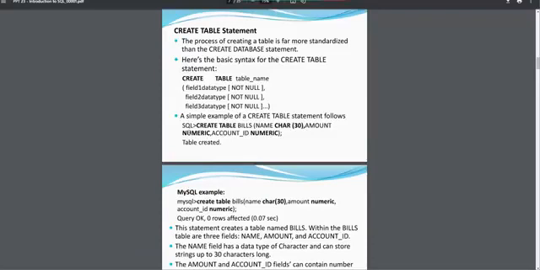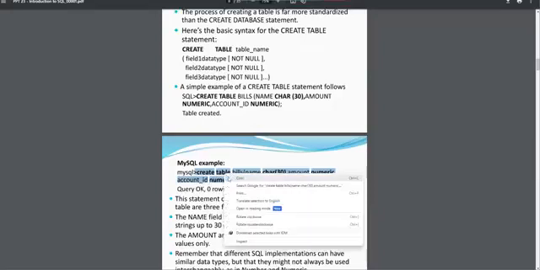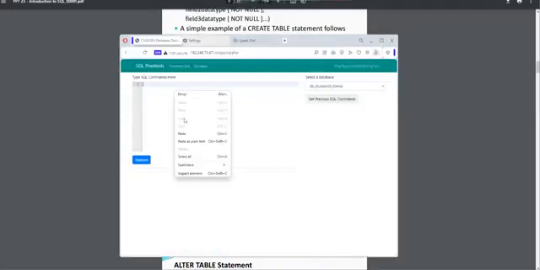So we are just going through theory, right? If needed, you can create tables, and this is the format. Here name, amount, and account ID are the fields. Data types: characters are stored in name. We mentioned data types, right? Numbers are stored in amount, numeric. In account ID, we are storing numbers, right? So you have to learn the types.